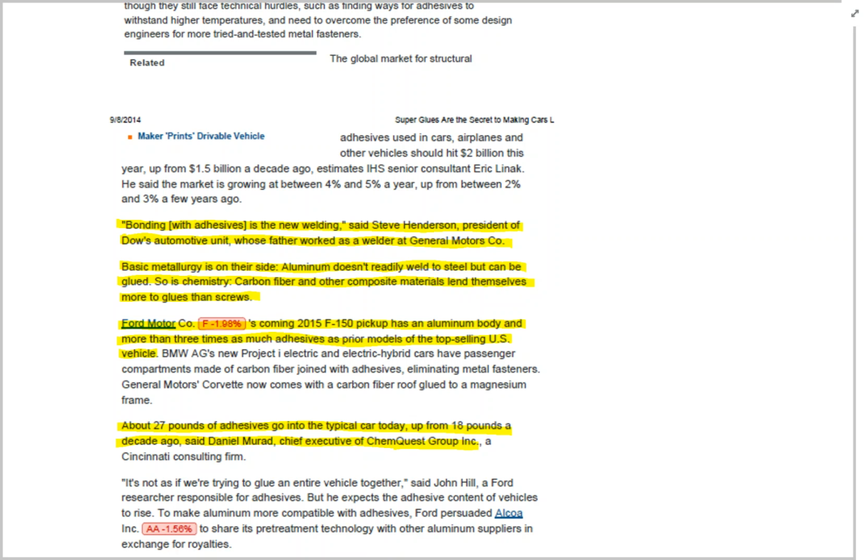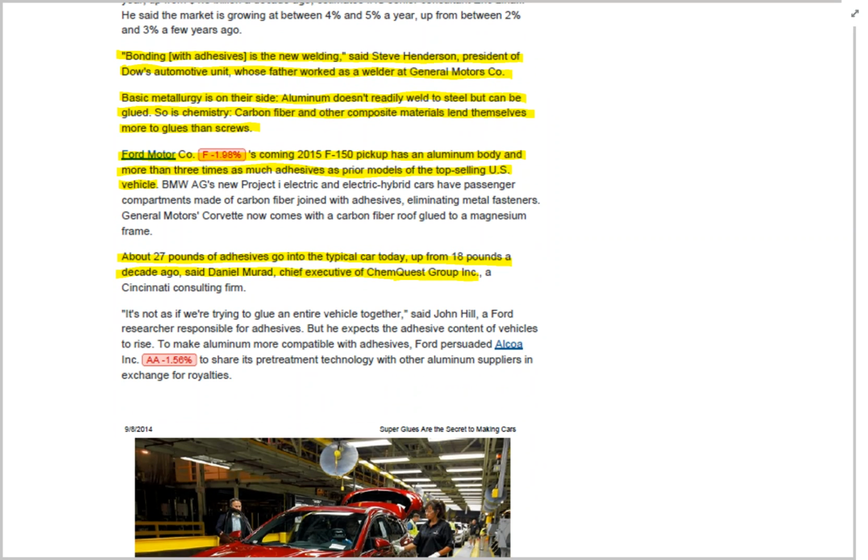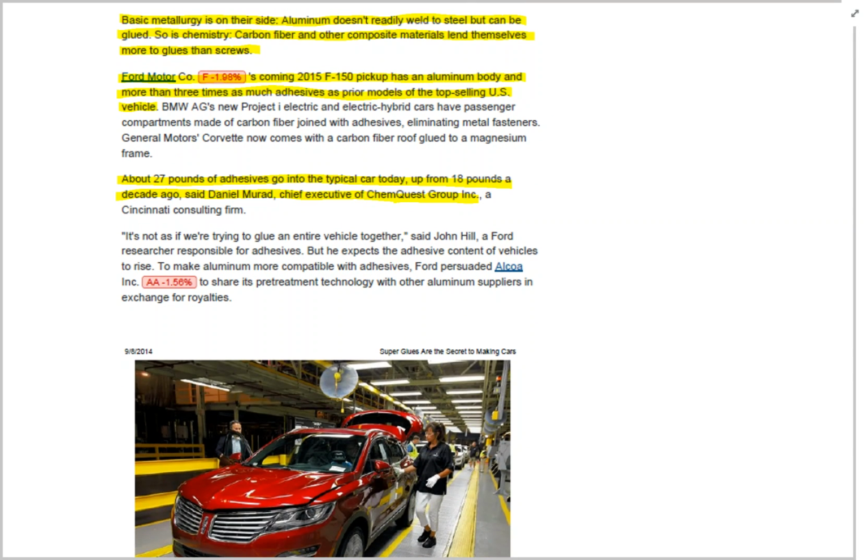So, and again, they're being more used. Typical car today has 27 pounds of adhesives, up from 18 pounds 10 years ago. So that's a pretty significant increase. They increased their market share, if you will, by a factor of 50%. So that's pretty significant when it comes to increasing market share.